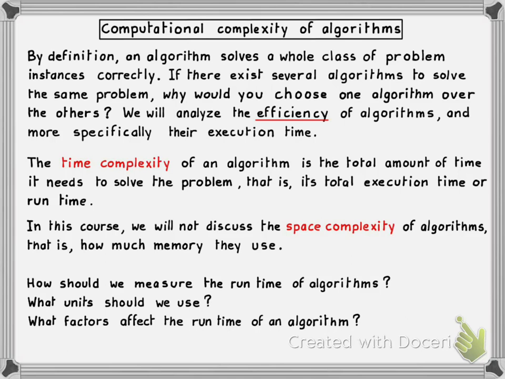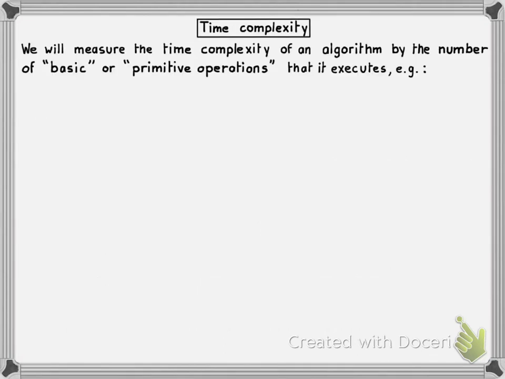So instead of using an actual measure of the runtime of an implementation of the algorithm, we would like to find a measure of the runtime of the algorithm that is independent of the details of implementation. That is, a measure that is based only on the features of the algorithm itself. So what we're going to do is actually measure the time complexity or the runtime of an algorithm by counting the number of basic operations or primitive operations that the algorithm executes.